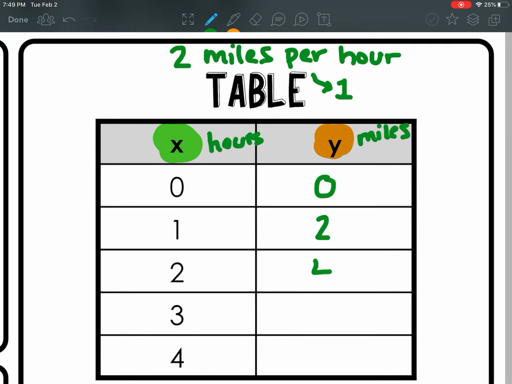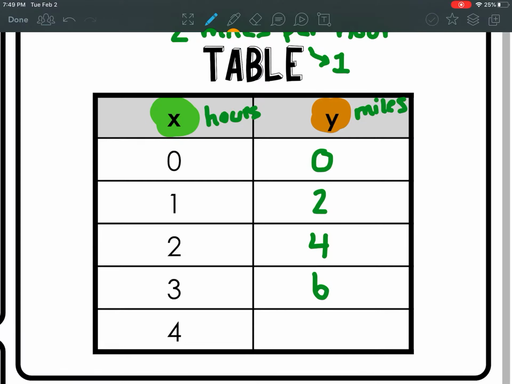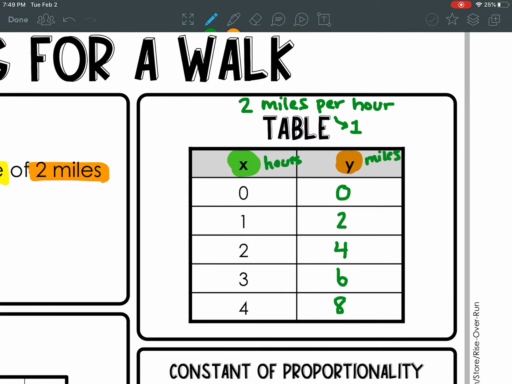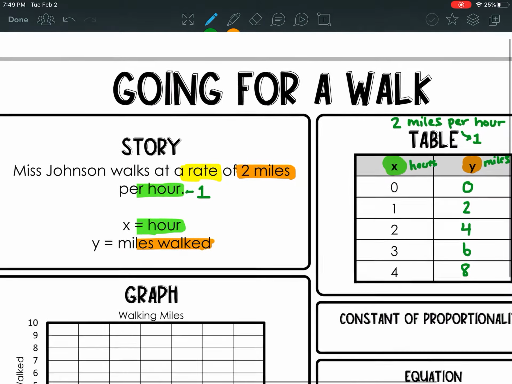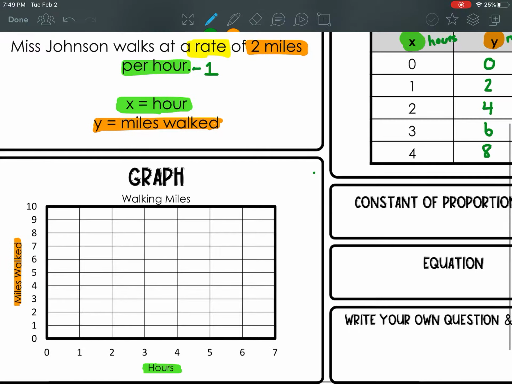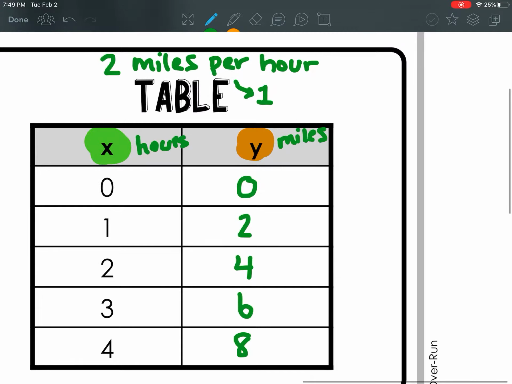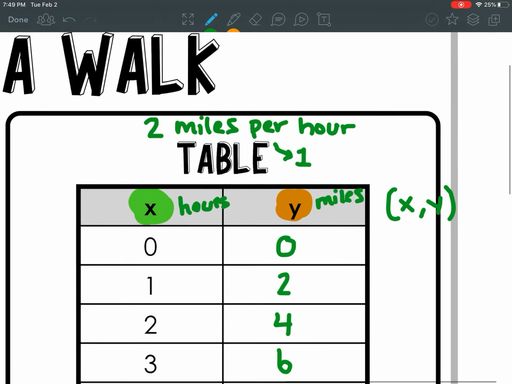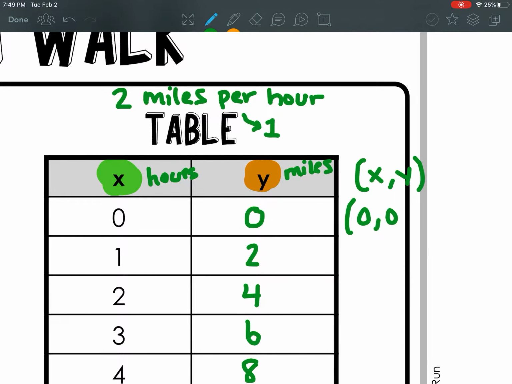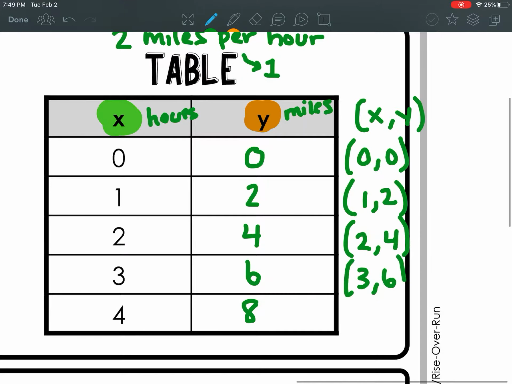Okay, now after 2 hours, so 2 miles per hour, so if there's 2 hours, then that would be 4 miles. 3 hours, so we'd multiply that 2 by 3, we have 2, 4, now 6 miles we've walked. And then after 4 hours, 2, 4, 6, 8 miles that we have walked. So there we just created a table based on what we were given in our story problem. Now we can use these. So in our table, what we really just did was made an ordered pair, x comma y. So we'd have 0, 0 as an ordered pair. We'd have 1, comma 2.